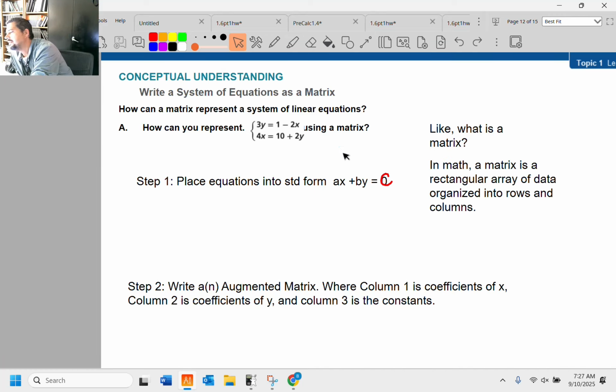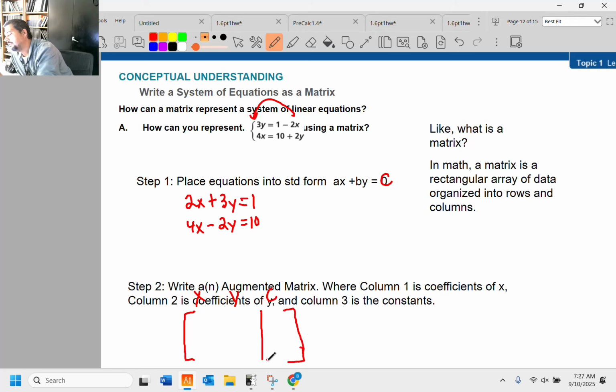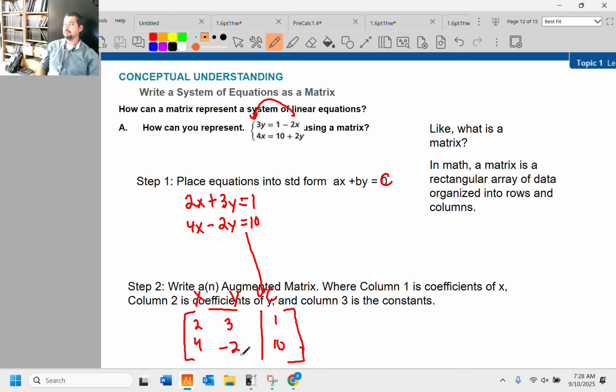First off, we're going to get these things in this standard form where the x's are first. So we're going to have 2x plus 3y is 1. The next one's going to be 4x minus twice y is 10. We're going to construct what's called an augmented matrix where the first column is x, the second column is y, and the third column is c. We denote the equality sign with a bar. That's just what we do. So the last one is the constants, which are 1 and 10. We keep only the coefficients, which are the numbers in front of the variable. Some of you guys have no idea what a coefficient is, and that's what we call an augmented matrix.